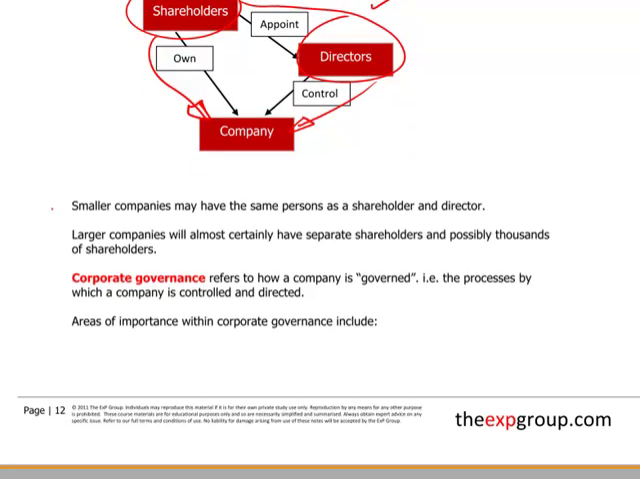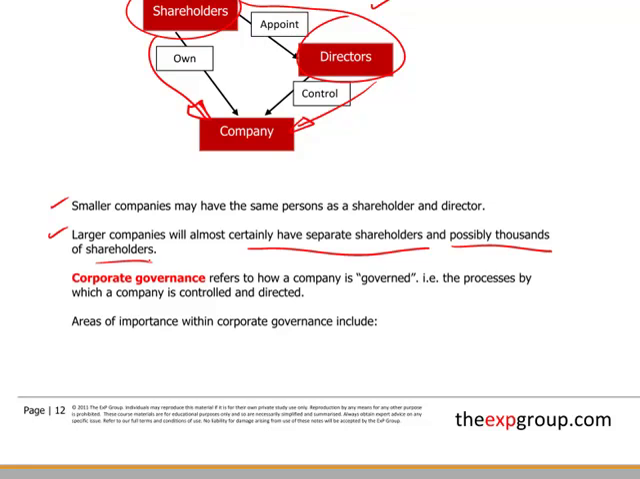Looking down here, we've made a quick highlight point that for a number of smaller companies, the shareholders and the directors may well be the same person or persons. But for larger companies, this separation of ownership and control can become a major issue, because larger companies will almost certainly have separate shareholders, and in the case of quoted companies, for example, possibly thousands of shareholders. So what we've got to look at now is all about corporate governance.